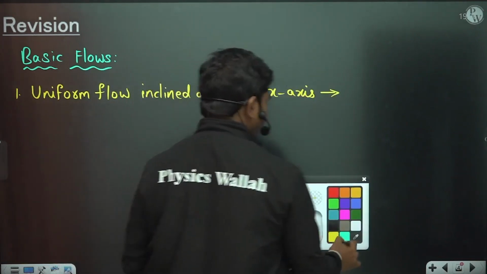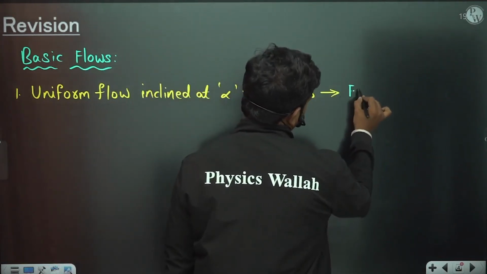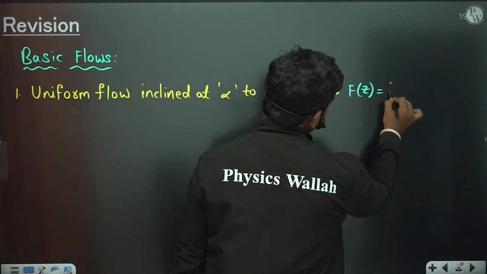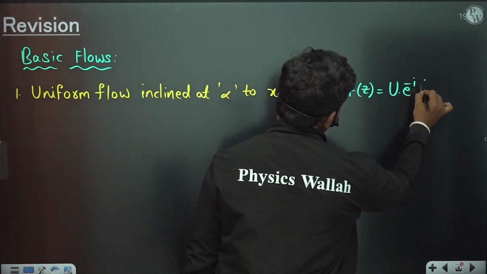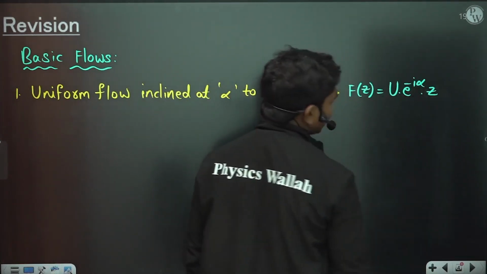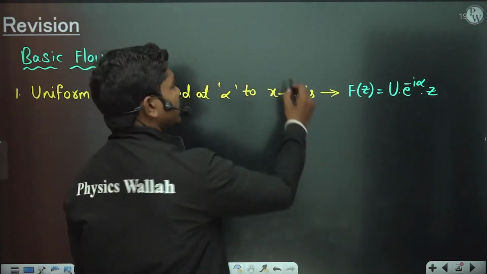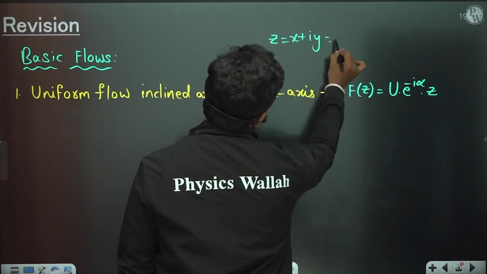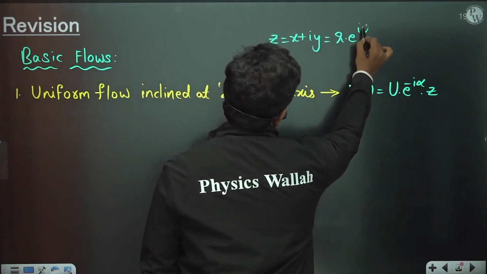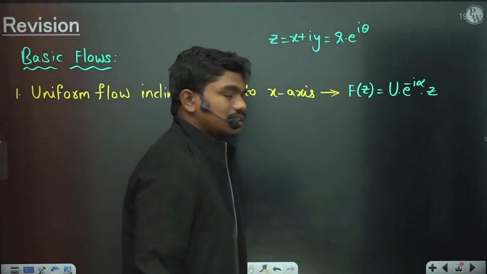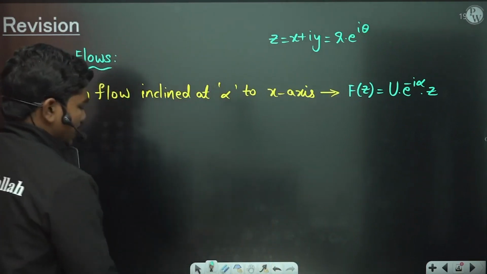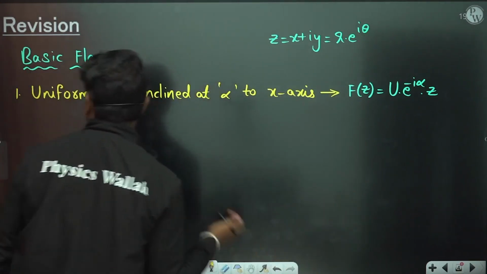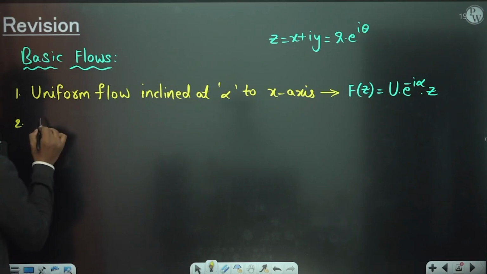In this case we have seen the complex potential function f of z is equal to u into e power minus i alpha times z. At all these locations z is a complex number in a complex plane, x plus iy, which can also be written as r into e power i theta, in modulus amplitude form. So f of z is u into e power minus i alpha times z. Now once this is done, we talked about the concept of source.